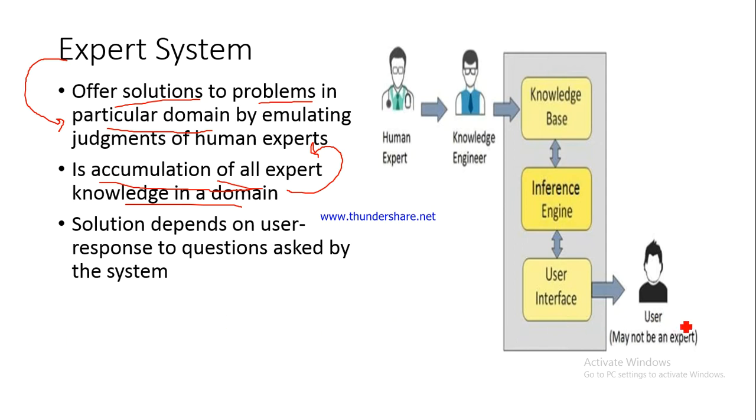You would find that this is the user. He need not be an expert, and he wants to know which particular project to invest in. He's got a number of projects in front of him, and he wants to find out which one to invest in. There is a user interface. I hope you understand the interface through which the user is communicating with the expert system.